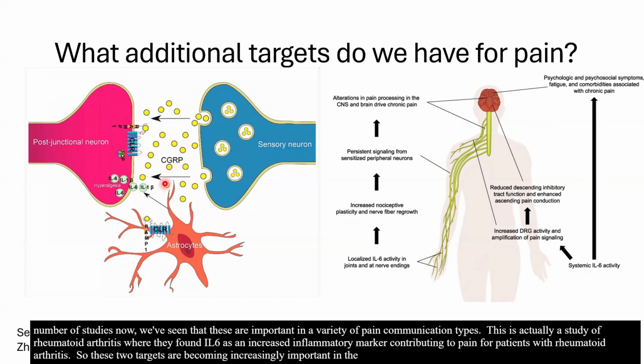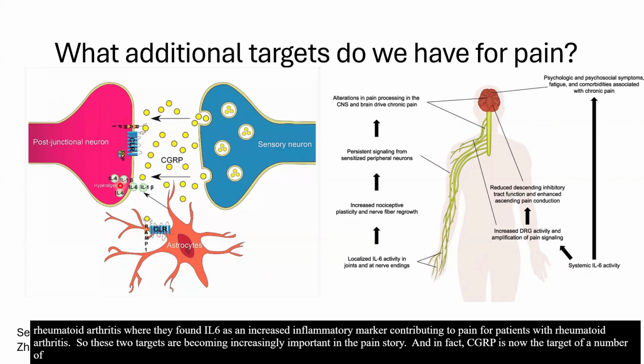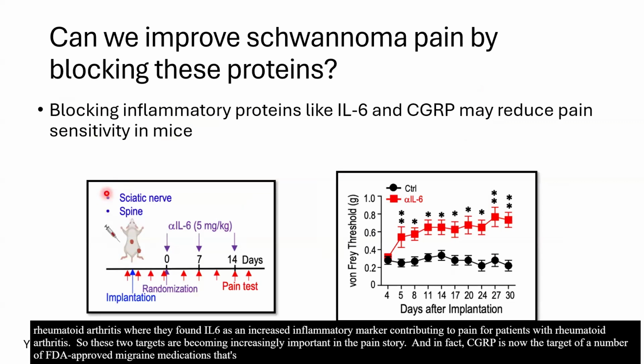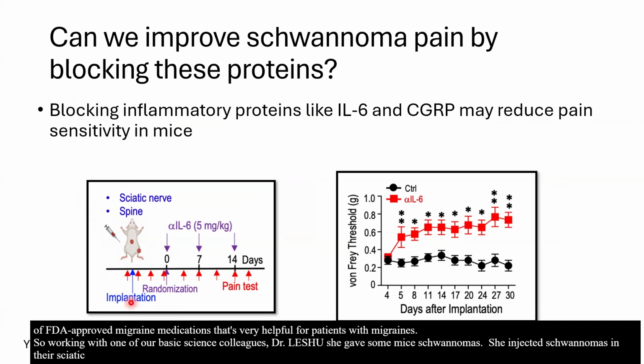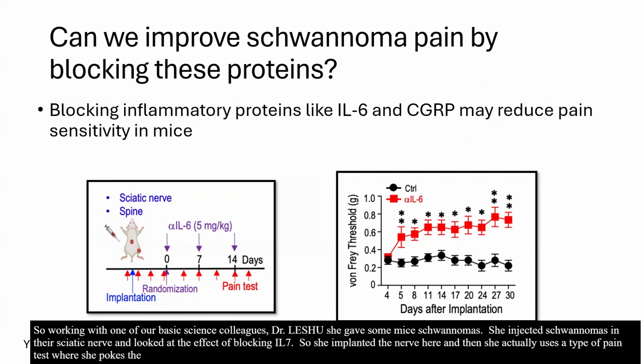And in fact, CGRP is now the target of a number of FDA-approved migraine medications, and that's very helpful for patients with migraines. So working with one of our basic science colleagues, Dr. Lei Xu, she gave some mice schwannomas. She injected schwannomas in their sciatic nerves and looked at the effect of blocking IL-6. So she implanted the nerve here, and then she actually uses a type of pain test where she pokes the foot of the mouse and determines how much it really is uncomfortable for the mouse, generally as an example of how they experience their pain. And that's the von Frey threshold.